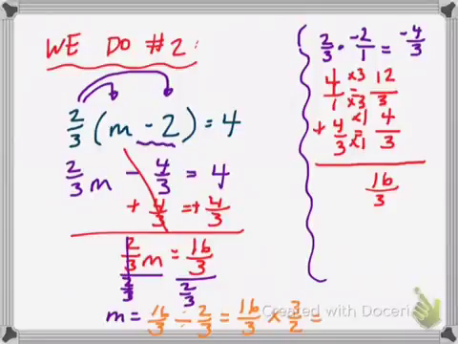across. 16 times 3 I know is 48. 3 times 2 is 6. 48 divided by 6 I know simplifies to 8. So for we do number 2, m equals 8.